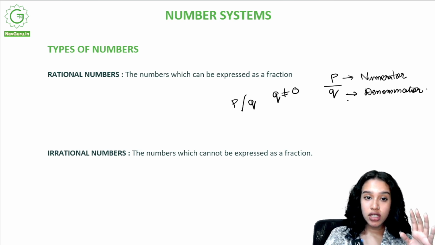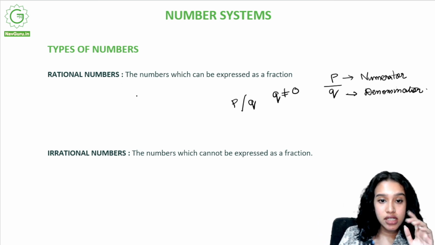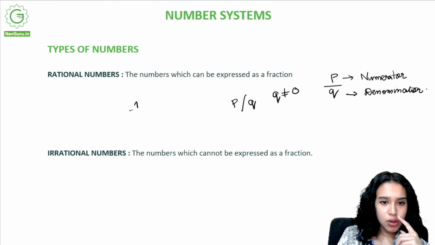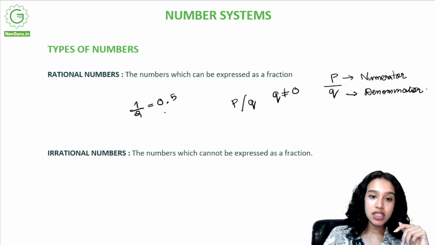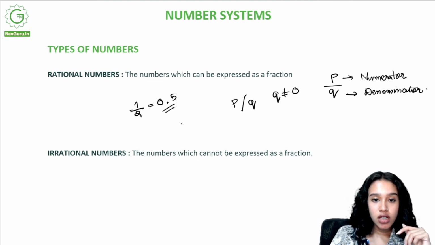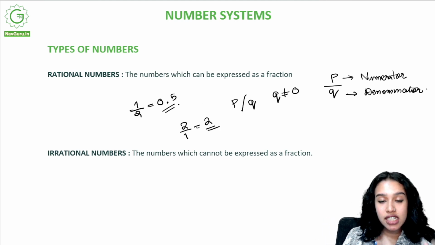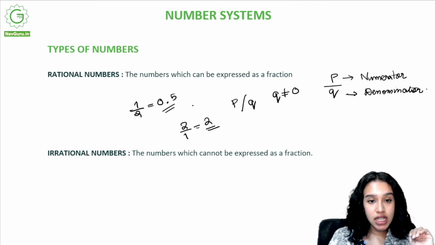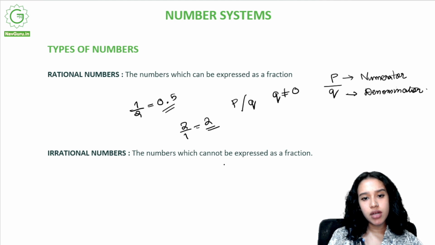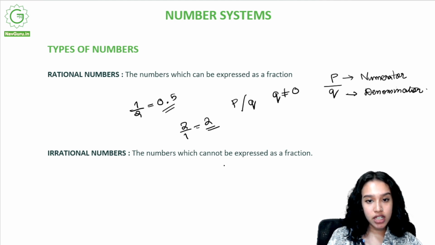When we are talking about a fraction, we are considering a number, say 1 by 2. What is 1 by 2? It's 0.5. We actually get a number. Or we take 2 by 1. What is it? 2. So any number which is expressed as a fraction is called a rational number. Now we have irrational numbers. Irrational numbers are the numbers which cannot be expressed as a fraction.